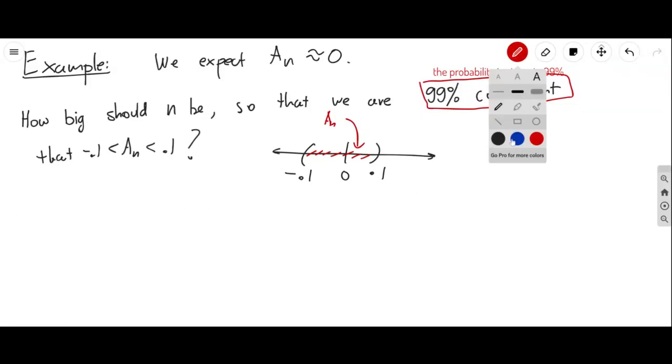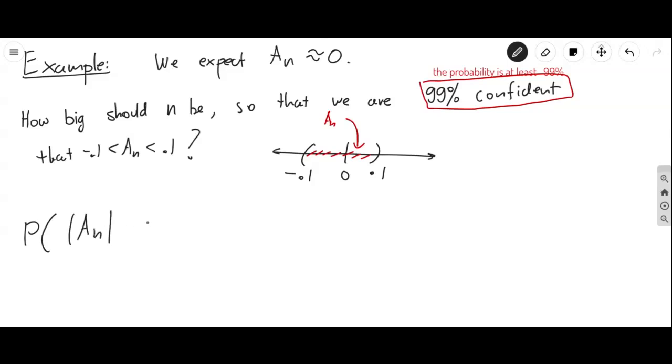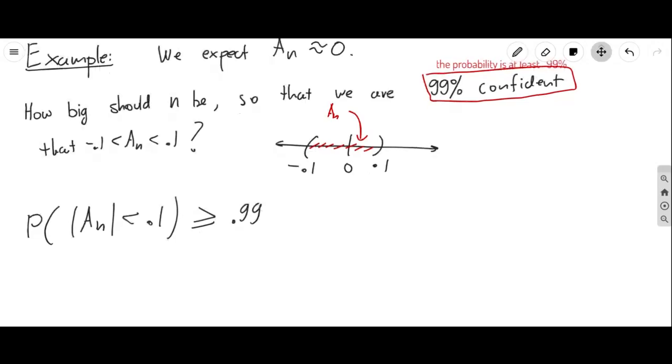When we formulate this question in the notation of probability theory, we're asking for the probability that the absolute value of the average, a_n, is less than 0.1, and we want this probability to be at least 0.99. Okay, that's what we're asking for.